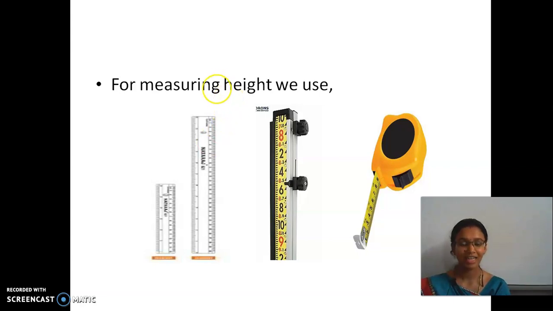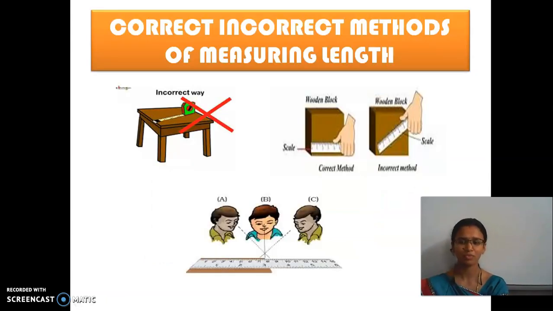So the 10 reading is equal to 1 centimeter. Okay. And then these tapes, we use them for construction purposes. So what are the correct methods of measuring length? Is this a correct method, keeping the tape at this corner and measuring to the other corner?